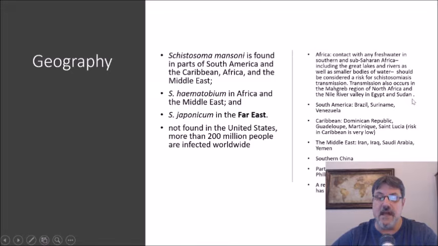And here I listed, I don't know if you can read it, some of the areas where the parasite is likely found. So in Africa, contact with any fresh water in southern or sub-Saharan Africa. Places like the Nile River Valley are a good example. In South America, it's still found in Brazil and Venezuela. It's found in some of the Caribbean islands, though the risk in the Caribbean is considered quite low.